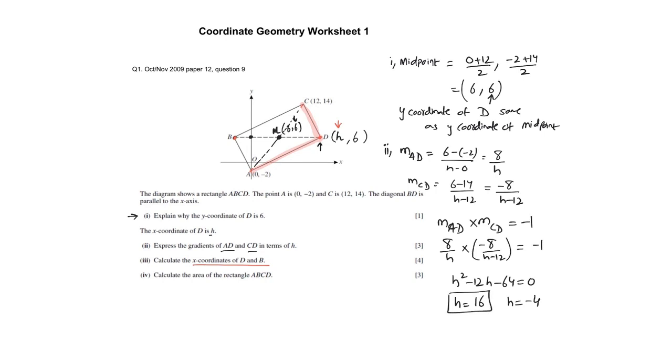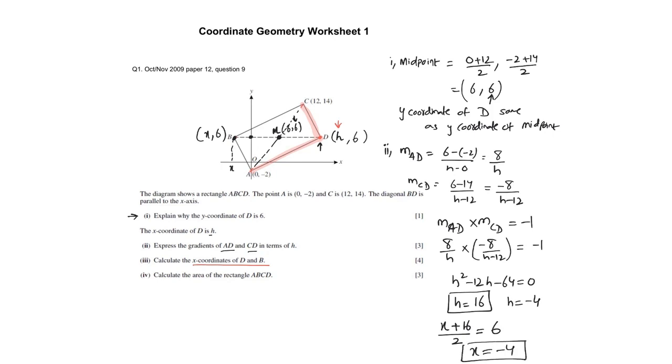Now in order to calculate the x coordinate of B, you can realize that diagonal BD has a midpoint 6, 6. So x, which is the x coordinate of the point B, plus h, which is 16, over 2, is equal to the x coordinate of M, which is 6. So the value of x would come out to be minus 4.